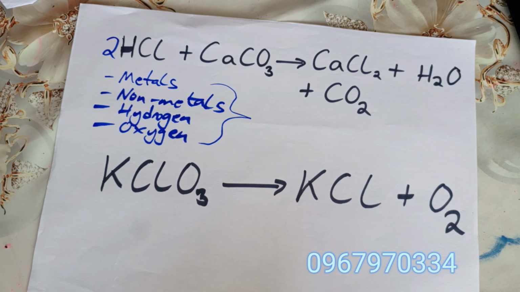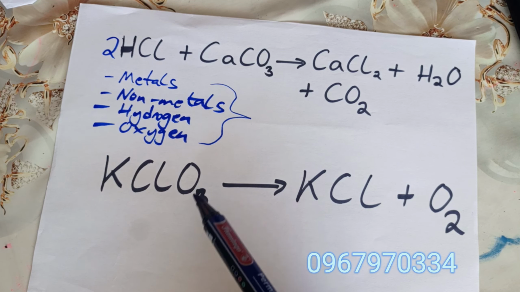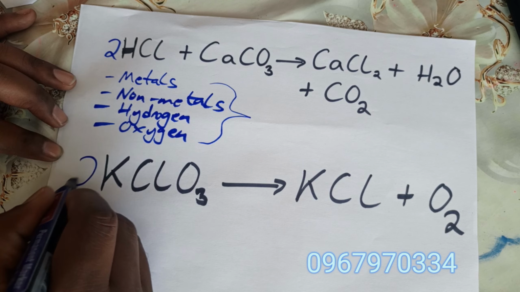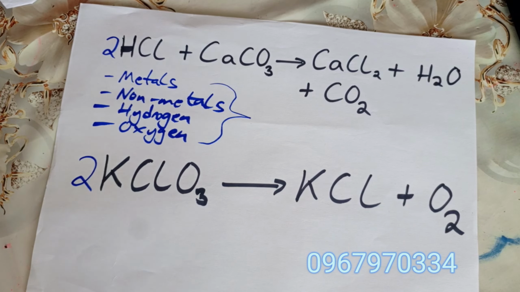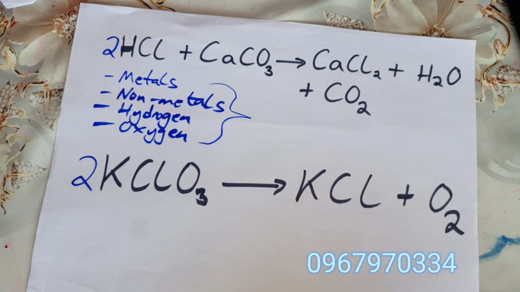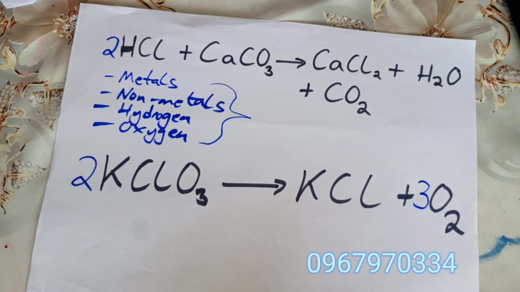So we need to look for the lowest common multiple of 3 and 2, which is 6. So to make 6 oxygen atoms here, we need to add a 2 in front of the potassium chloride. Then there are now 6 oxygen on this side, so we also need 6 on the other side. Also put 3 there as well.